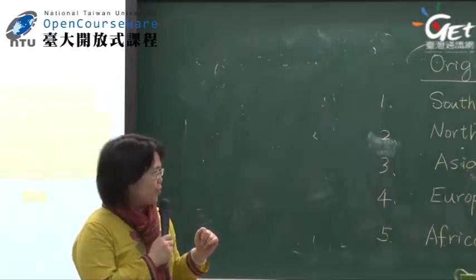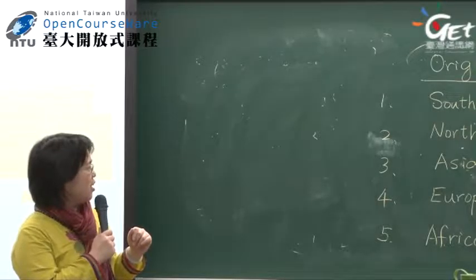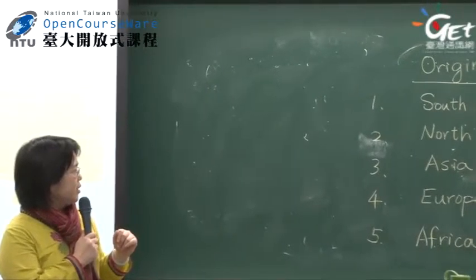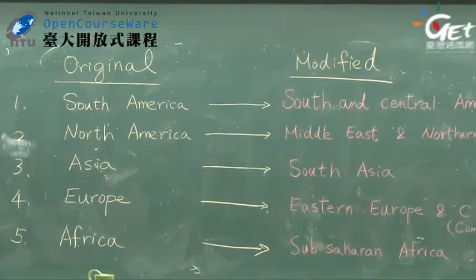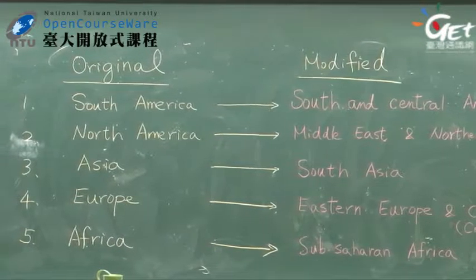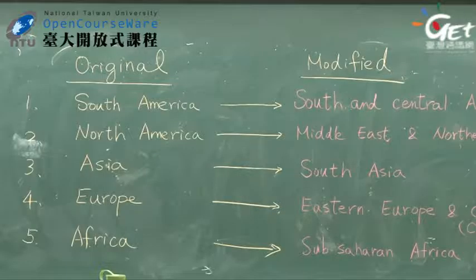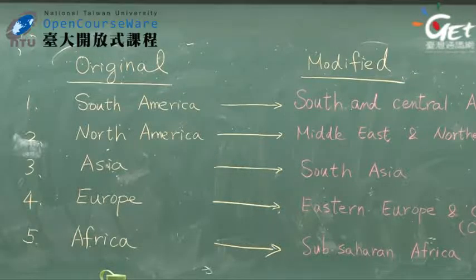And on the blackboard, you can also see that the class was grouped into 5 continents: South America, North America, Asia, Europe, and Africa. But since we would like to focus on the developing countries, we did a little modification, not very much.